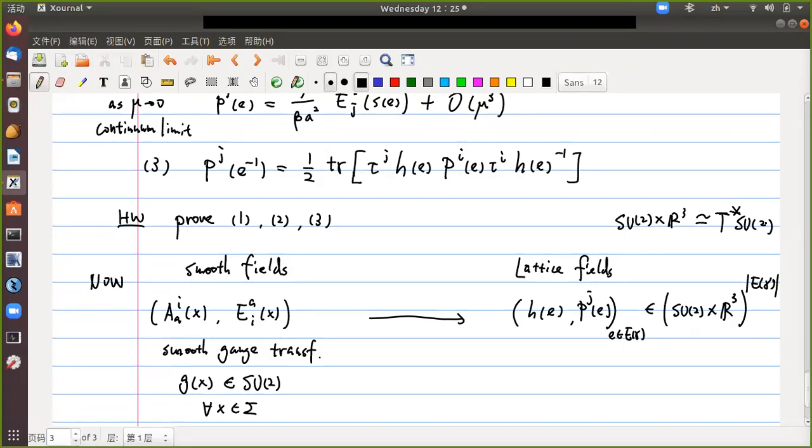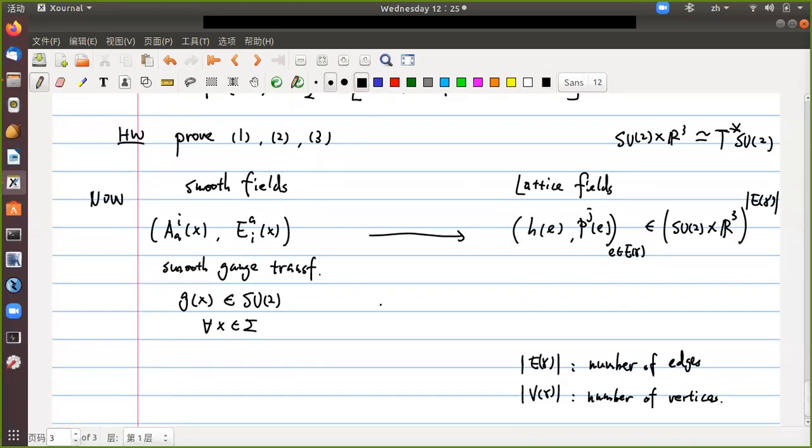And here, this SU2 cross R3 is isomorphic to the cotangent bundle of SU2, because for SU2 the cotangent bundle is trivial. It's a globally trivial bundle. So this is just R2 cross R3. Okay. So in the following, sometimes I will write that the phase space on the lattice, or the space of the lattice field, is a cotangent bundle of SU2. But what I mean is just SU2 cross R3.